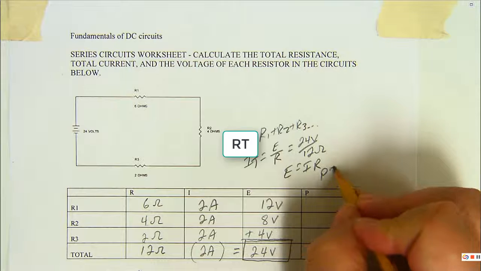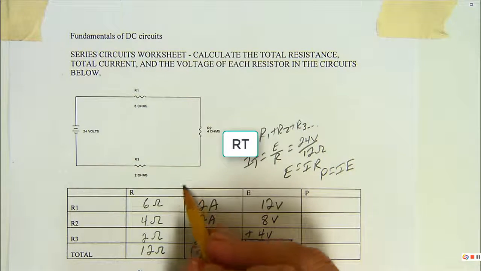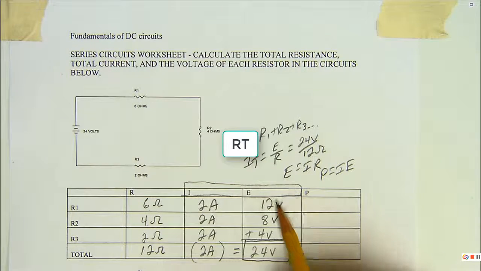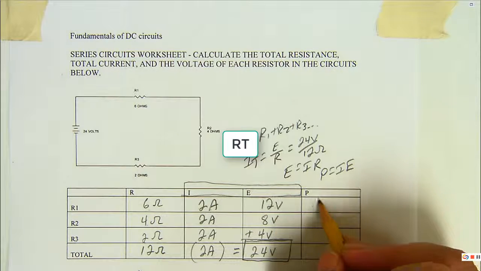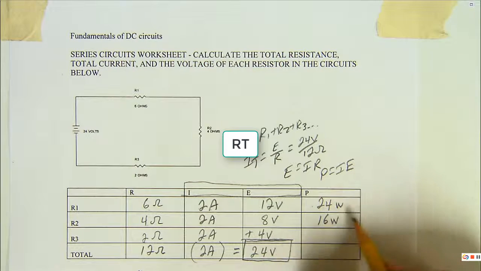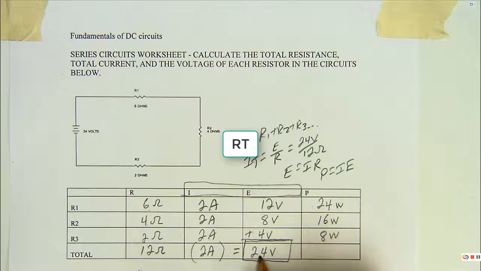Power, P equals I times E. So now we just need to take our current that we found and our voltage that we found and multiply them together to get our power. 12 times 2 is 24. This is watts. 8 times 2, 16 watts. 4 times 2 is 8 watts. And then 24 times 2 is 48 watts.